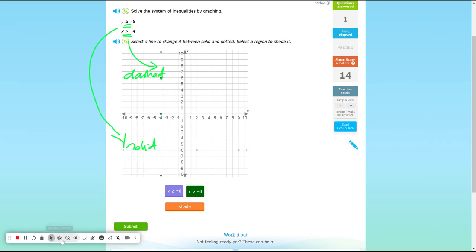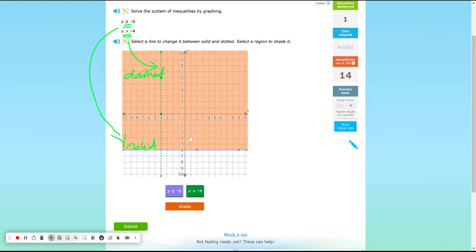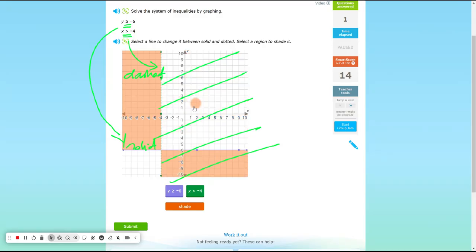Now let's do the shading. Take a look, click on the shading tool. Y bigger, then you shade above. You see that? I use my tool. Now I do the x bigger than -4. I should shade on the right side. Pay attention. I click on the right side. On the right side, it should be this. Is that right? Yeah. Make sure you shade all of them. Shade on the right side, I shade below here and then up here.